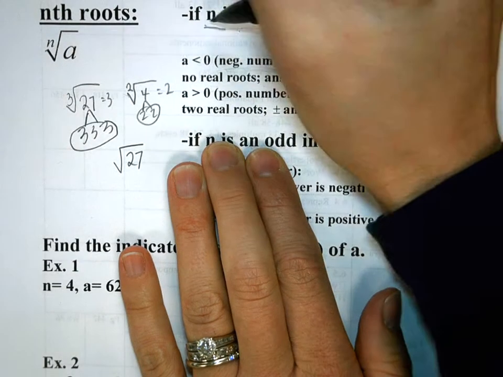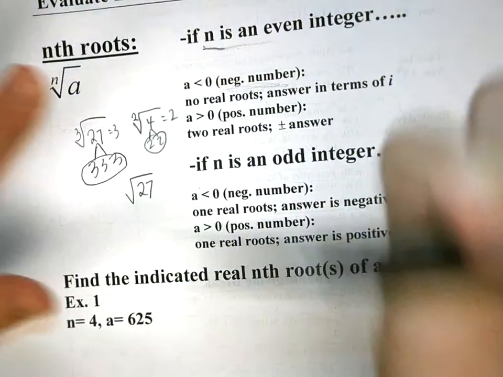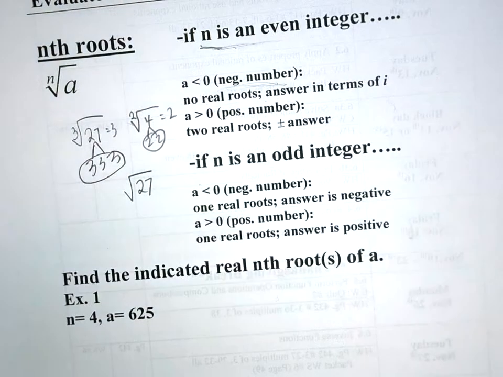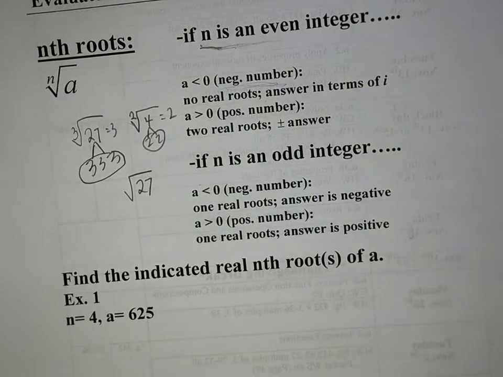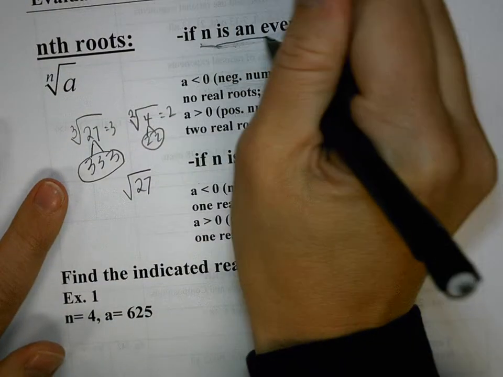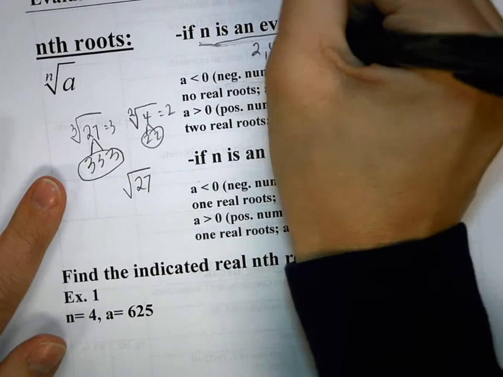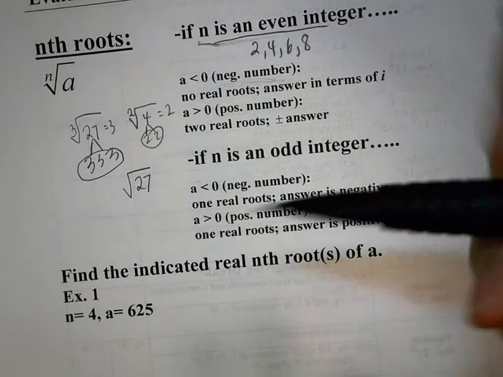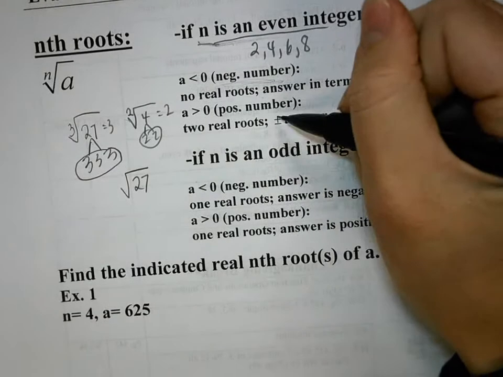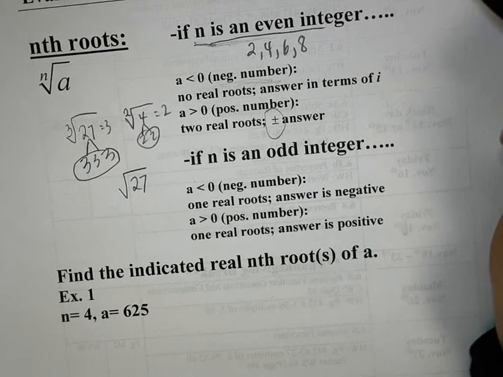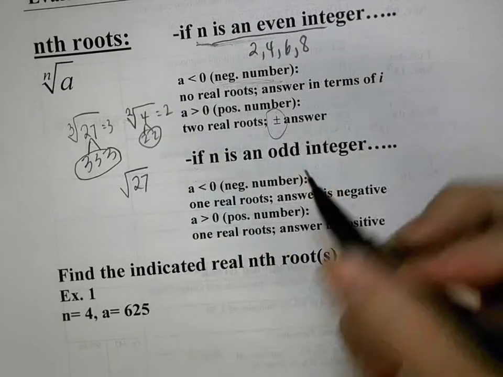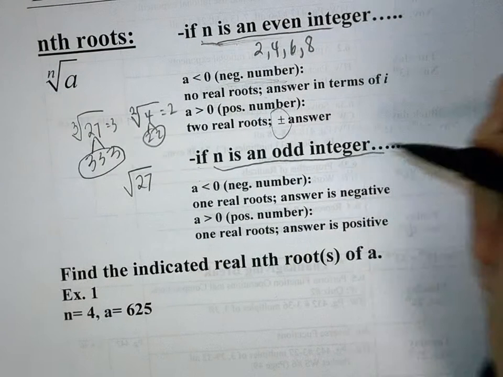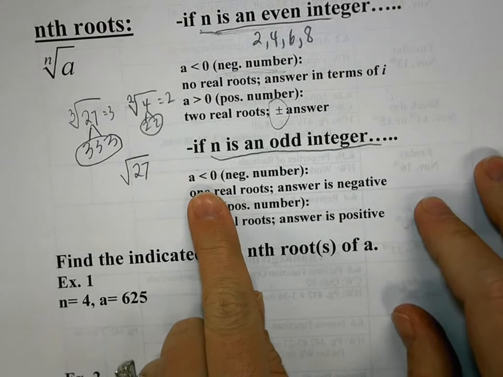Okay, what is an even number? 2, 4, 6, 8. Okay, so that's what we were dealing with last unit. If we had a negative number under a root, it got pulled out and it was an i. Okay? And remember that when you take the root, it's going to be plus or minus.